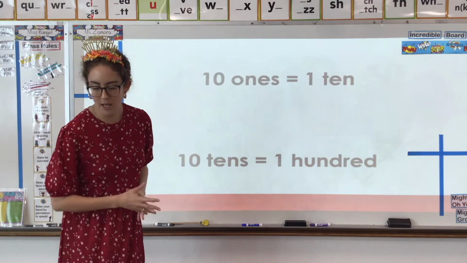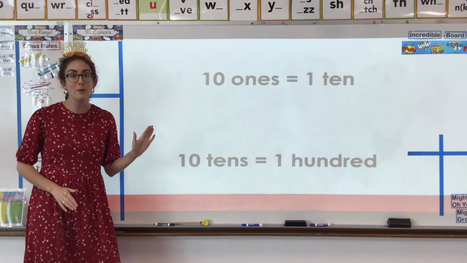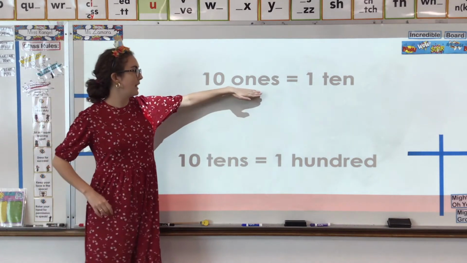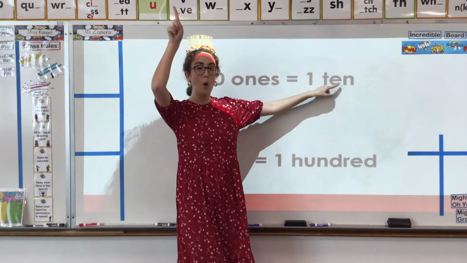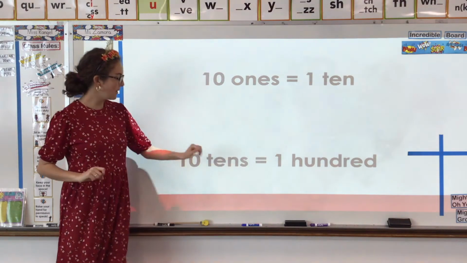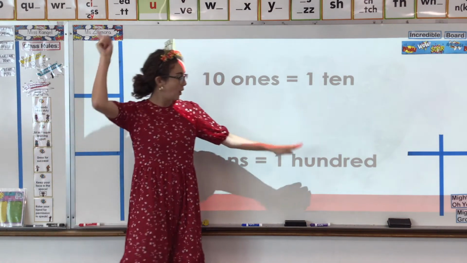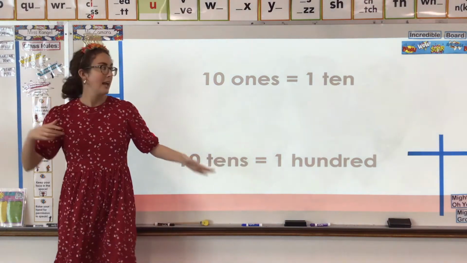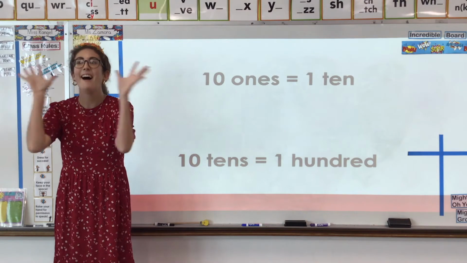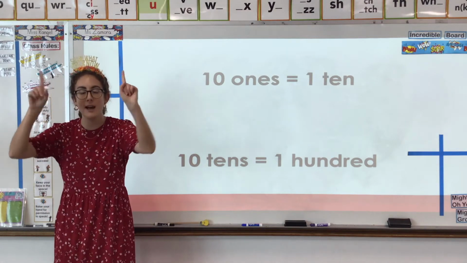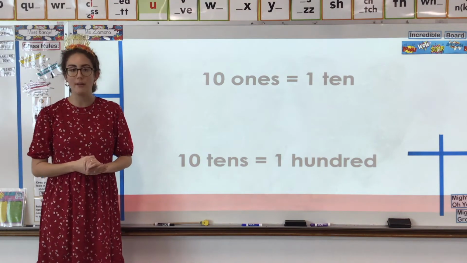We need to remind ourselves of this important knowledge. This is the knowledge we've been really working on with bundling. That if we get 10 ones, we can bundle them together to get 1 ten. Or if we get 10 tens, we can bundle them together to make 100. It all remains the same that, can you say it with me? 10 of a smaller unit equals 1 of a bigger unit. So we have really been working with this knowledge.